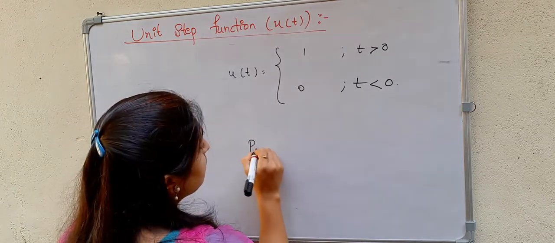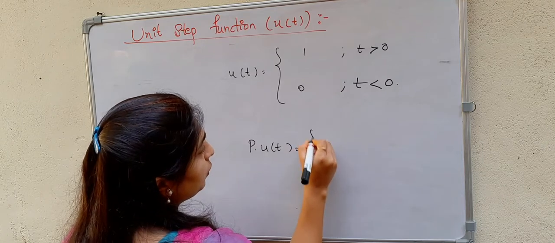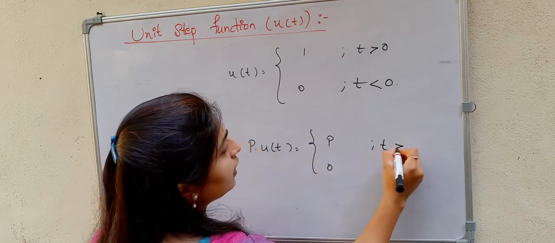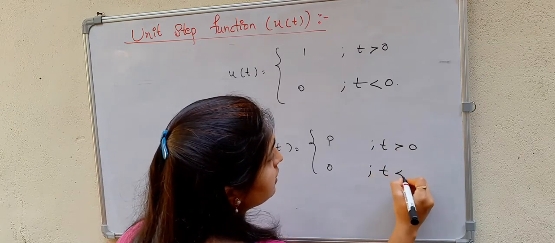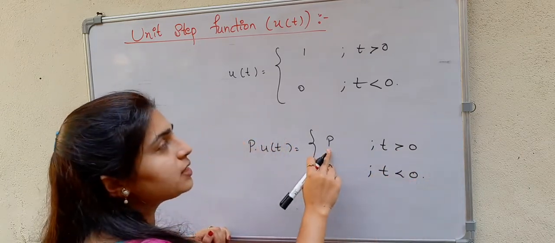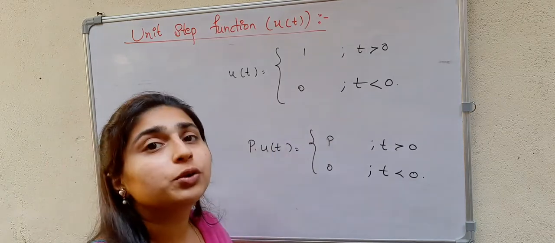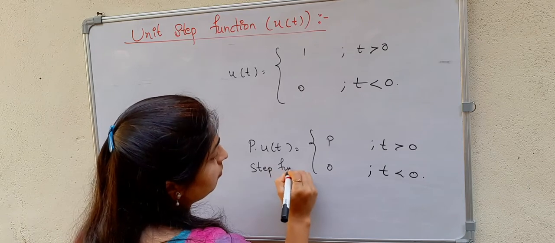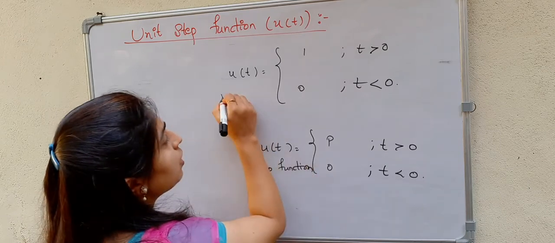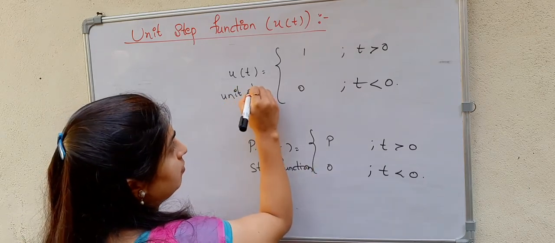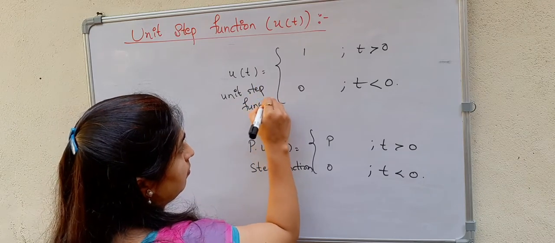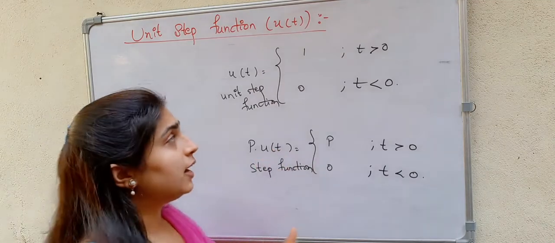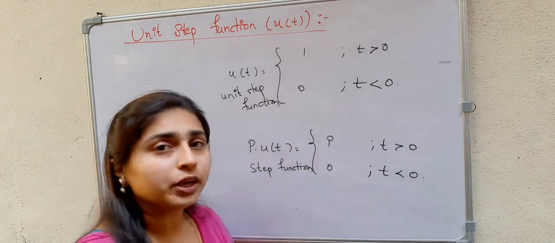Now if I consider p u of t, that will be equal to p for t greater than 0 and 0 for t less than 0. When p is equal to 1, that becomes your unit step function. This is your step function. This is your unit step function. The name itself tells that the height of the step will be unity.